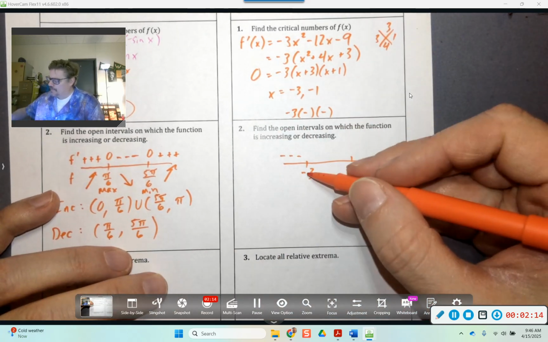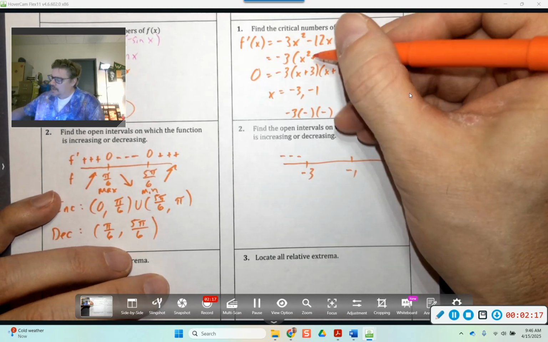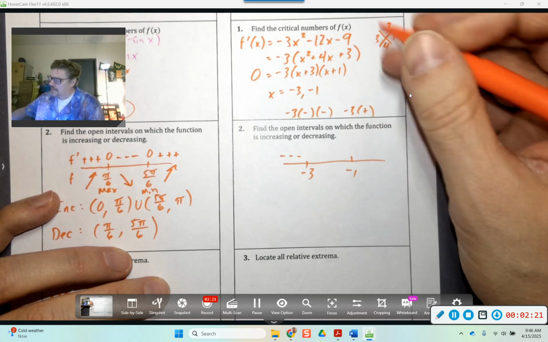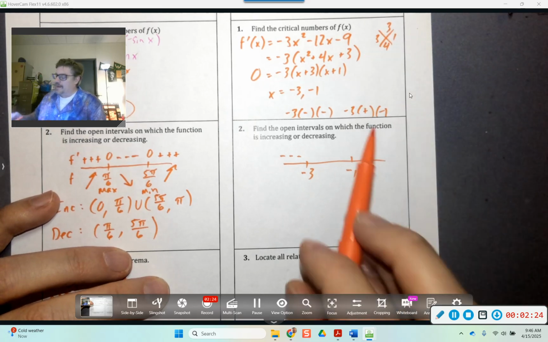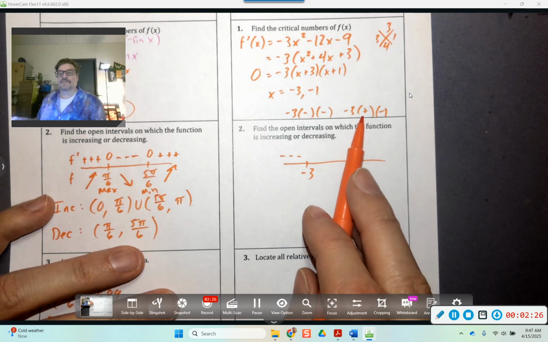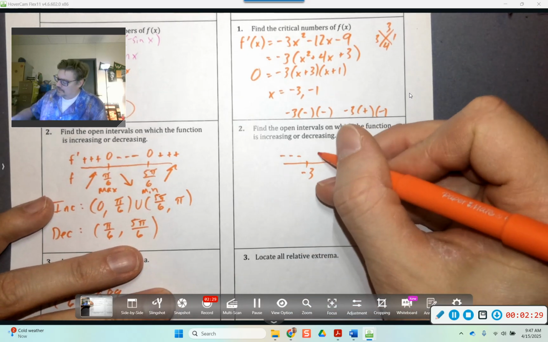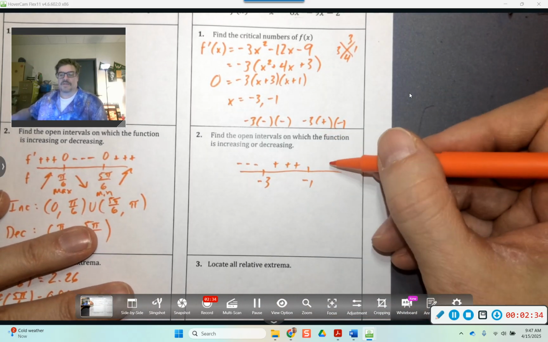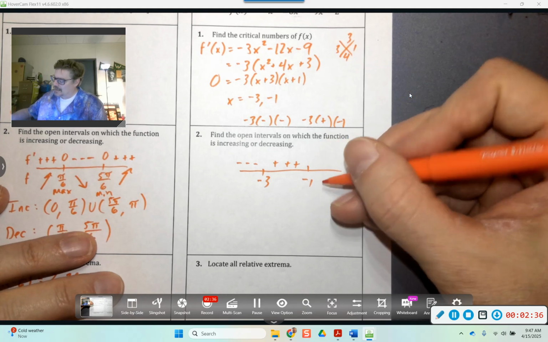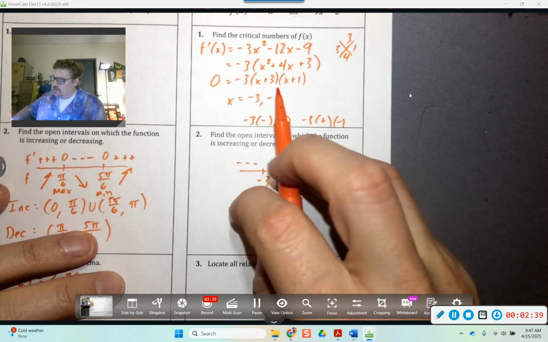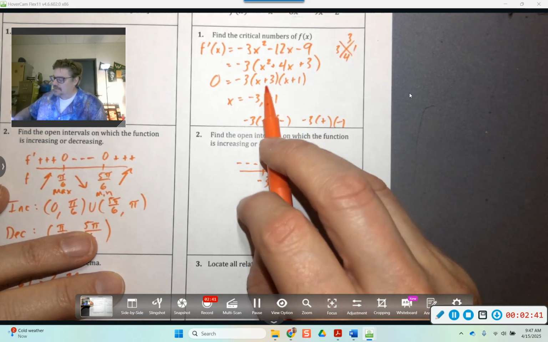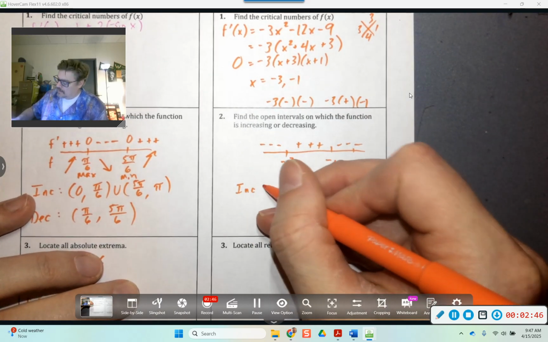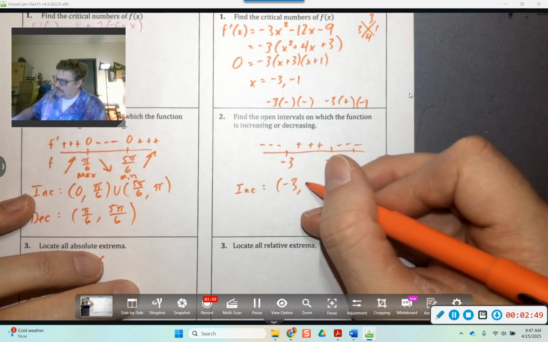In between -3 and -1 is -2. -2 would produce a positive. -2 would produce a negative there. So now right here, you'd get a negative times a positive times a negative, which is going to give us a positive. Okay, so notice that switching again. This is probably going to be negative, but let's just test it. Let's pick, how about 0? So -3 times 0, positive, positive, so that's going to be negative. Okay, so increasing happens between -3 and -1.